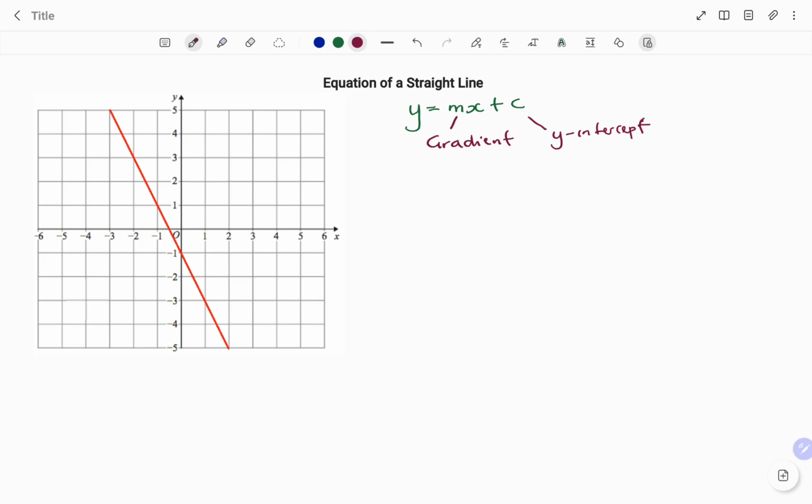Therefore, starting with my gradient, I have my gradient m equals my change in y, y2 minus y1, divided by x2 minus x1. What that means is I need to pick points on the graph. I'm going to pick two random points that are well spaced. I start with the point -2, 3 as shown, and the point 1, -3. Let me label the points properly.